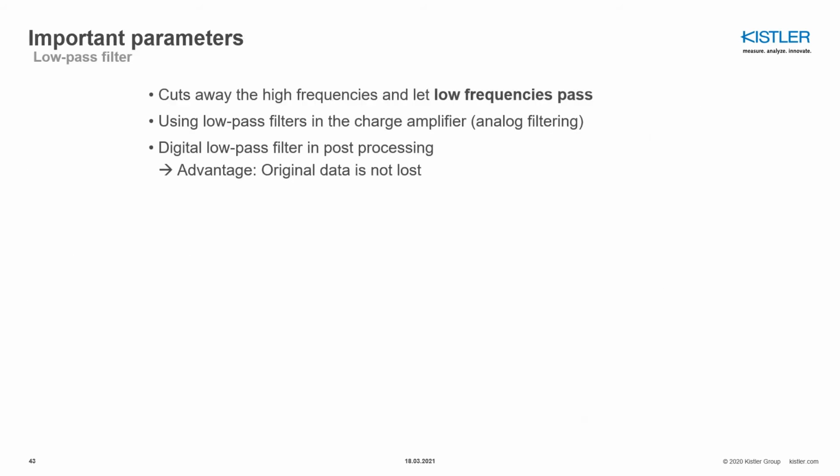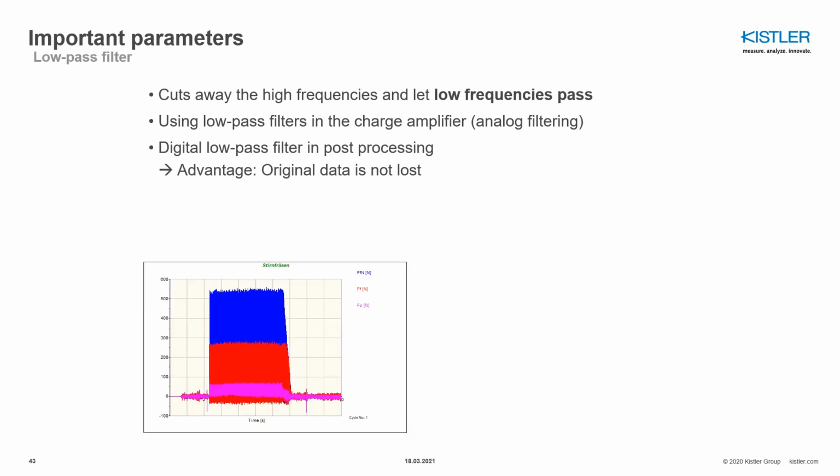Let's start talking about the low-pass filter. What is a low-pass filter? A low-pass filter is the filter that enables you to measure and analyze the low frequencies and cut away the high frequencies. So the low-pass filter can be applied in the charge amplifier, which is analog filtering. It can also be done digitally in your post-processing. And the advantage of doing it digitally in your post-processing is that then you don't lose the information that you have in the analog signal, so that you can analyze and make filtering later on.